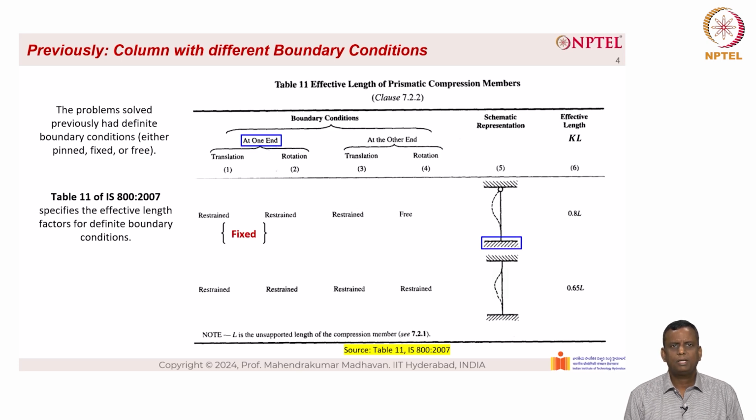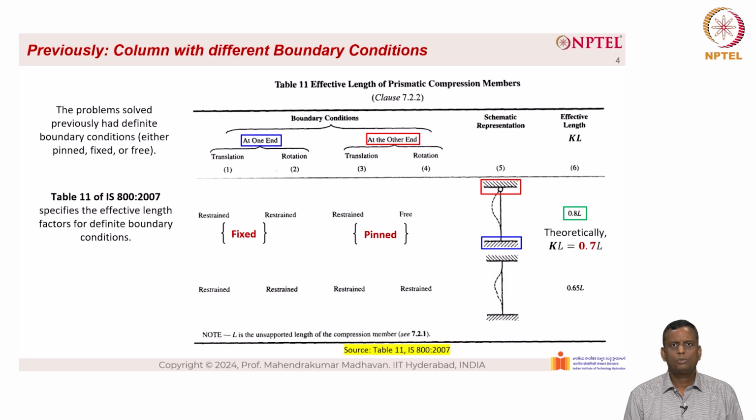So you have the boundary conditions. At one end, you have it as fixed. Basically, it means that it is restrained in both translation and rotation, the bottom end. On the other end, which is pinned, it is restrained in translation, but in rotation it is free. We have an effective length as 0.8 L as per the code, but theoretically we have KL equal to 0.7 L.